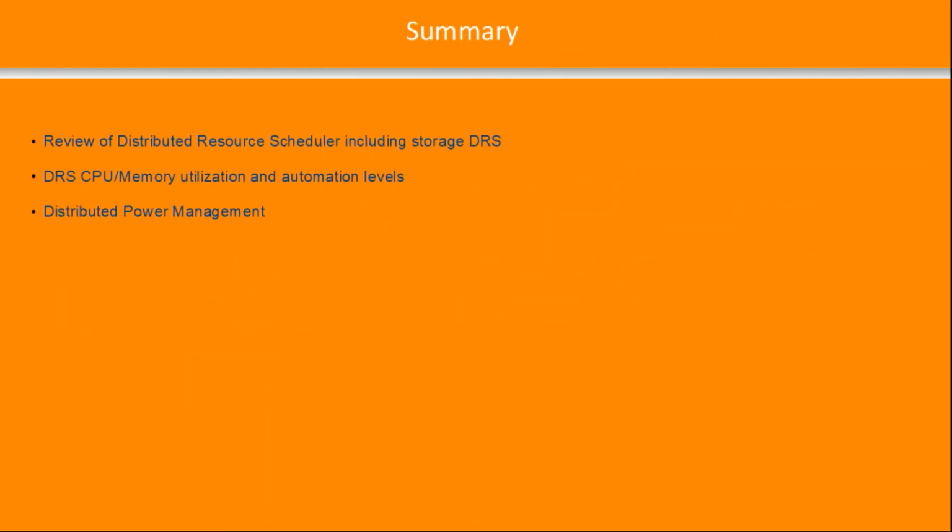To summarize, we reviewed Distributed Resource Scheduler, including DRS on storage, DRS CPU and memory utilization and automation levels, enabling and configuring DRS in a cluster, and Distributed Power Management. In the next video, Video 3, we will review high availability.